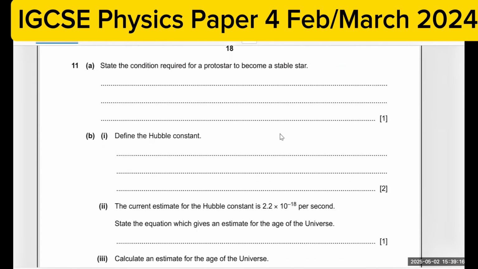Question number 11. State the condition required for the protostar to become a stable star. When the star is stable, it means there is a nuclear fusion reaction. What is a nuclear fusion reaction? Hydrogen changing to helium. So there is outward pressure due to heat, due to energy. When the outward pressure is equal to the inward force of gravity, at this stage the star is stable.